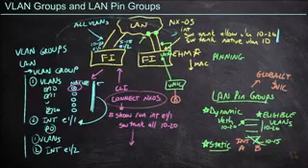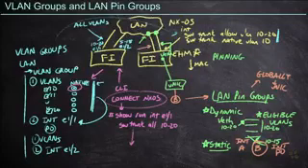Because it's on Fabric B, it's going to use this LAN pin group and look at the interface that was configured for Fabric B. Now this interface could be, just like before, a standard interface, or it could be a port channel. But either way, it's specifying some kind of logical connection upstream of the Fabric Interconnect.